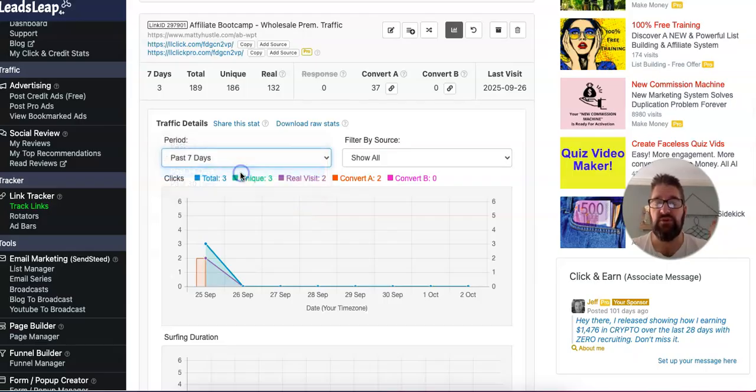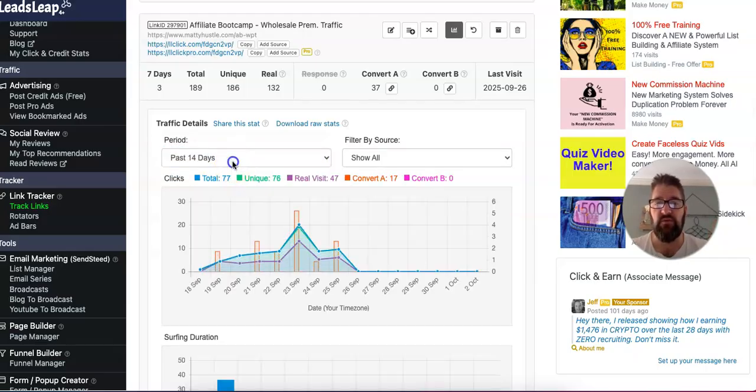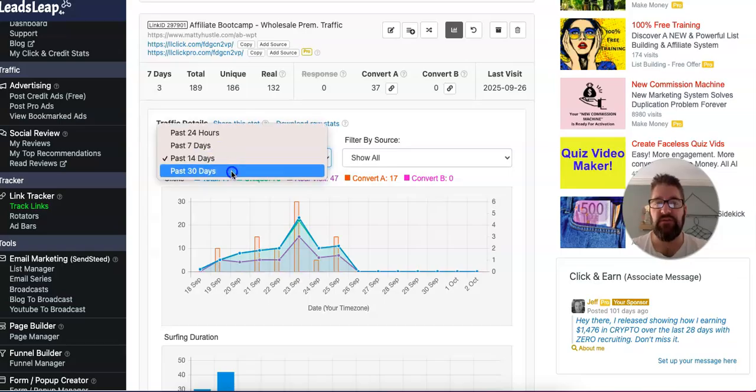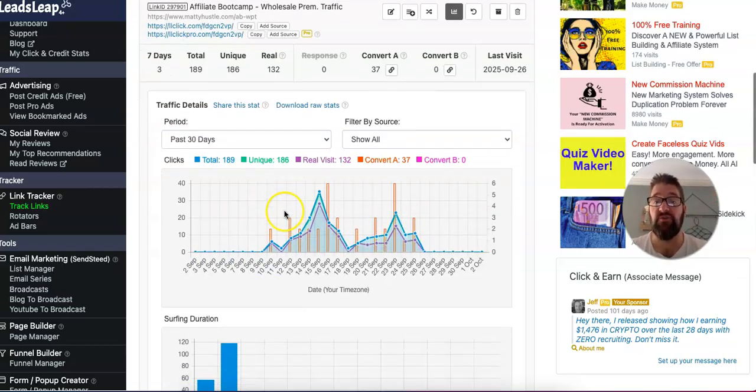And you can track 14 days, we'll go 30 days because this traffic does take a little bit of time to run, which I also know makes it real traffic, which I can tell because I got 132 real visitors right here. And you can see the opt-ins, these red bars right here are the opt-ins, right? So you can see the traffic kind of trickles in. I get my opt-ins, right?